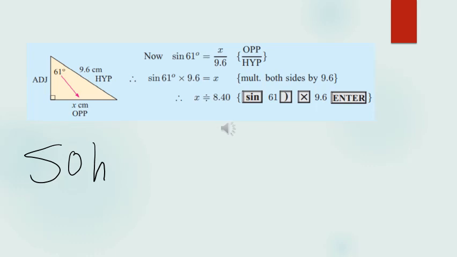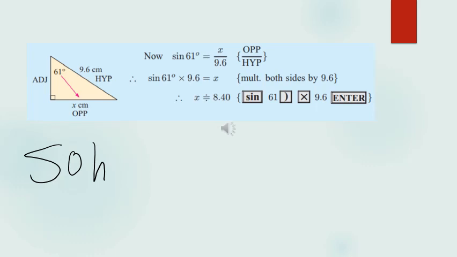Okay, in this example, guys, we have a right angle triangle. What is given in this triangle is the angle and a side. This side is the hypotenuse. Why is it the hypotenuse? Because it is the side that is opposite to the right angle. We have the measure of this side equal to 9.6. So the hypotenuse is 9.6. And we have a given angle and we need to find x. What is the measure of x? X is considered the opposite side to angle 61. So we have hypotenuse and opposite.